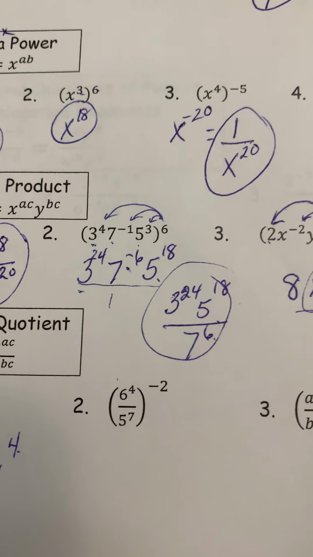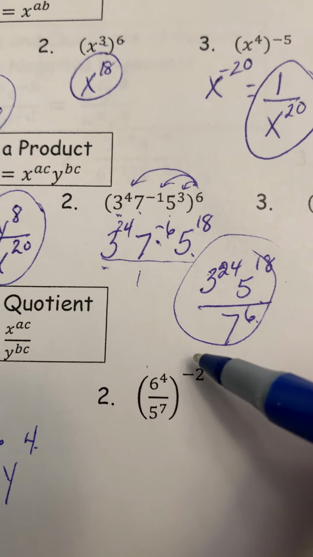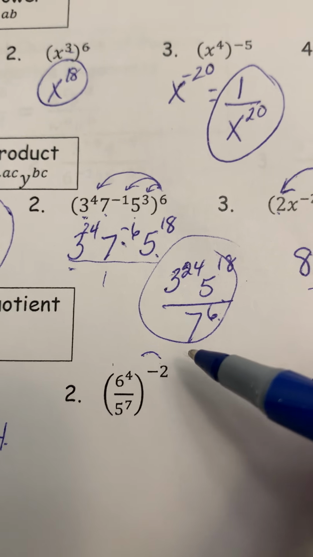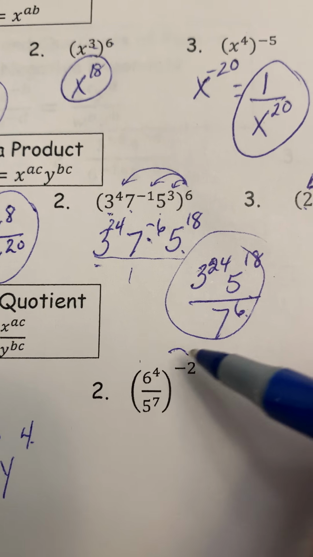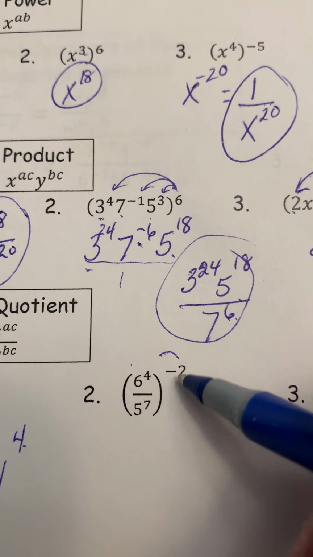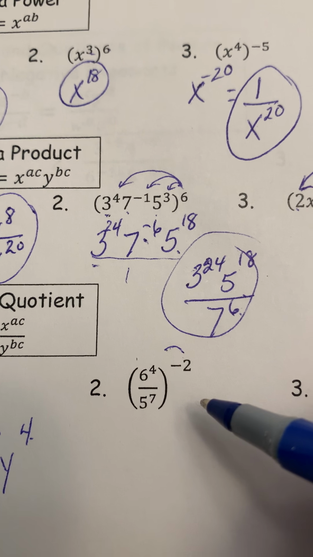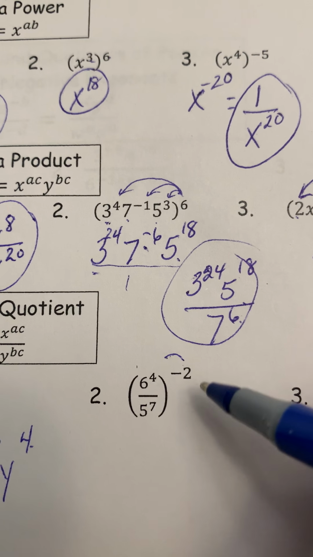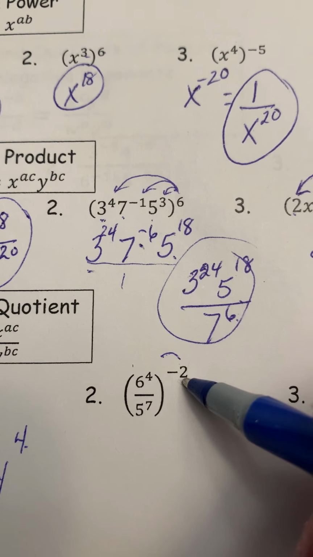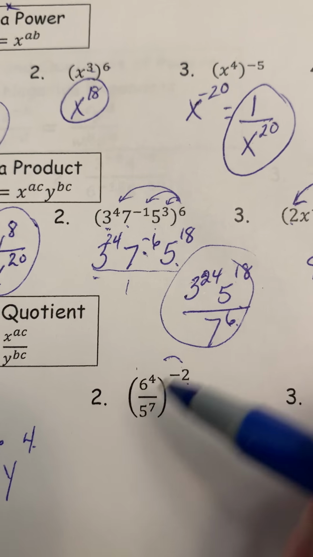Let's do one more, and then I'm going to upload the video. Okay, so we have a negative exponent. Two ways we could do this question. We could distribute that negative 2 exponent to both pieces and then flip it, or we could flip it now, because we have a negative exponent, and we'll come back to this.